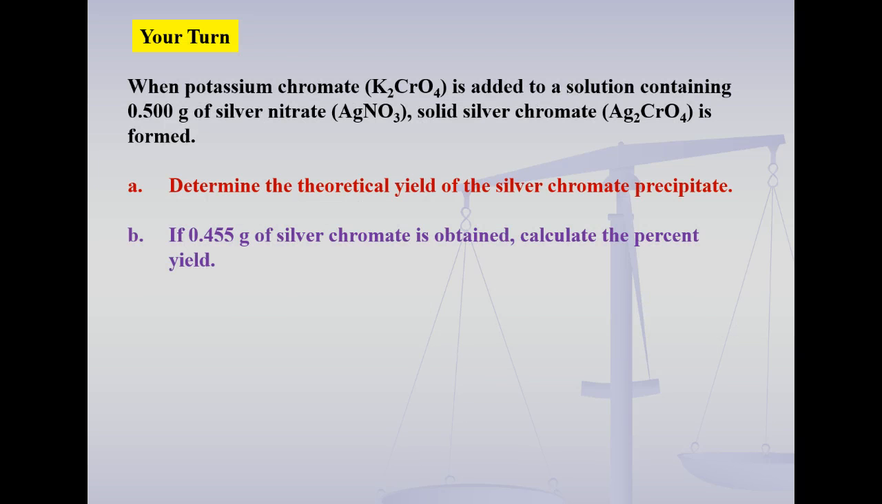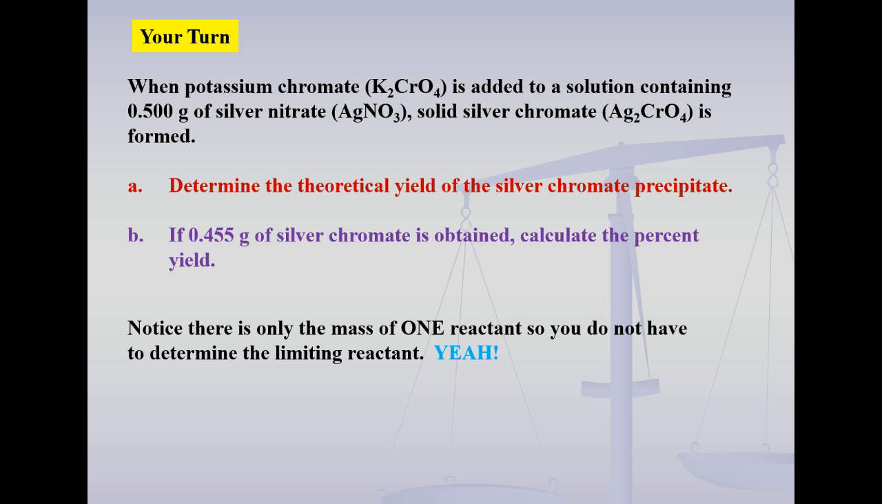All right, so now it's your turn. When potassium chromate is added to a solution containing 0.500 grams of silver nitrate, solid silver chromate is formed. So I want you to determine the theoretical yield, and then if 0.455 grams of silver chromate is obtained, then calculate the percent yield. Hey, take a look at this. You only have one reactant, so you don't have to figure out the limiting reactant. Yay! All right, pause the video, and I want you to solve this problem, then come back and we'll go through the solution.